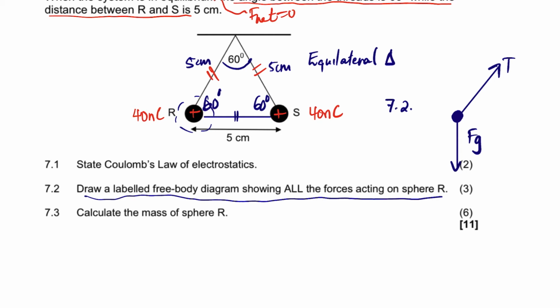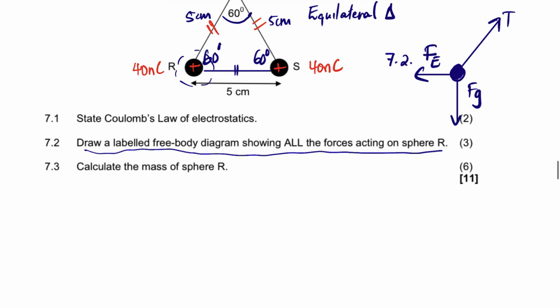These two charges are identical, so this one is repelling this one in that direction. So there's an electrostatic force experienced by R. I'll put it as E. E is an electrostatic force due to S, right? Those are the forces that are there. Now it says calculate the mass of sphere R. So we want the mass of this.